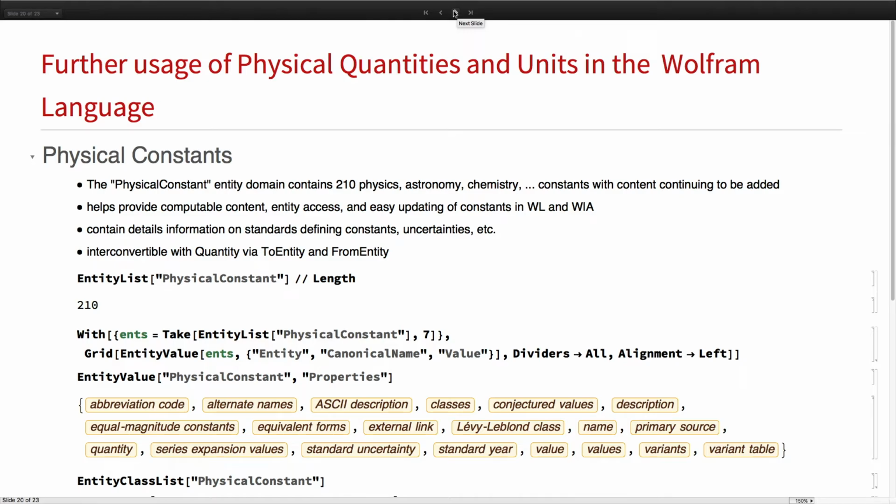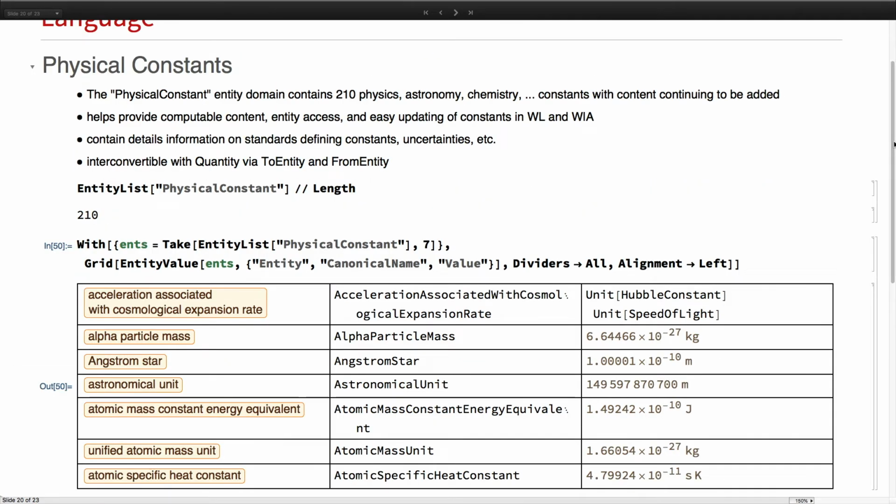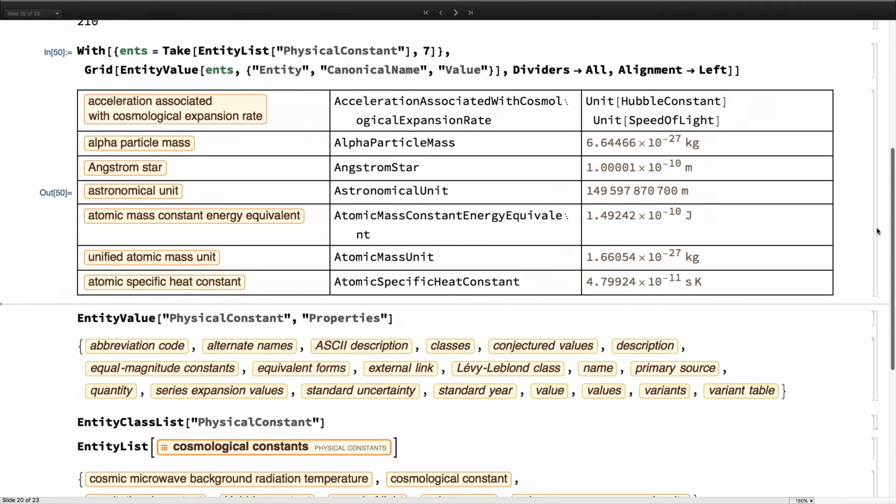But there's also a lot of entity domains. So one of them is physical constants. We introduced this late last year, and it contains over 200 constants from physics and chemistry and so forth, and provides information on those constants, things like the speed of light or the electric constant. And so you can look at different properties of them, what their names are, and their values, how certain we are about them.